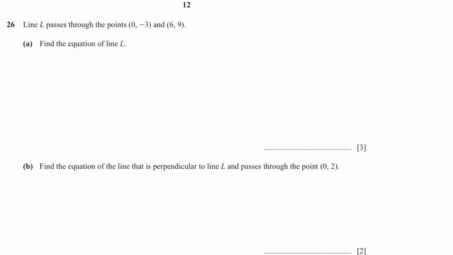Question 26. Line L passes through the points (0, -3) and (6, 9). Find the equation of line L. To find the equation of line L, you will need the gradient. And to find the gradient, we'll do y2 minus y1 over x2 minus x1. You can make this x1 or this x1. It doesn't make a difference. But if I make this x1, this has to be y1. I cannot use 9. So let's start 9 minus -3 over 6 minus 0. Your gradient is 2.